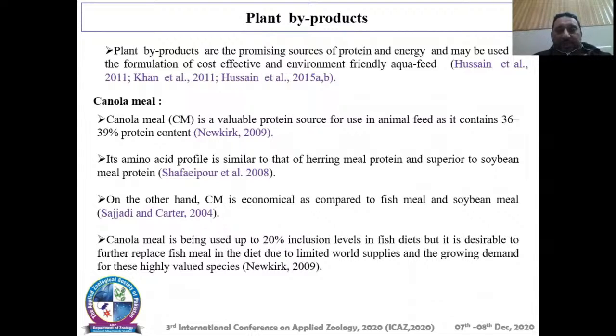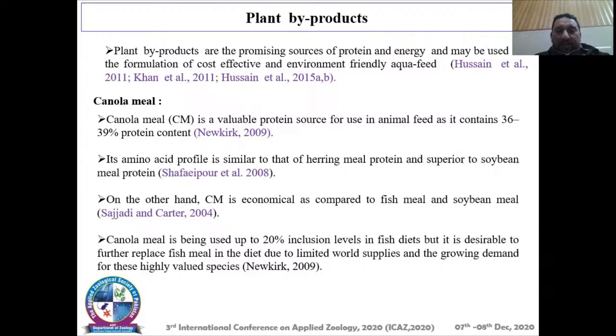Plant byproducts are a promising source of protein and energy and may be used for formulation of cost-effective and environment-friendly aquafeed. Canola meal is a plant byproduct used in my research work. Canola meal is a valuable protein source for use in animal feed and it contains 36 to 39% protein. Its amino acid profile is similar to that of herring meal protein and superior to soybean meal.